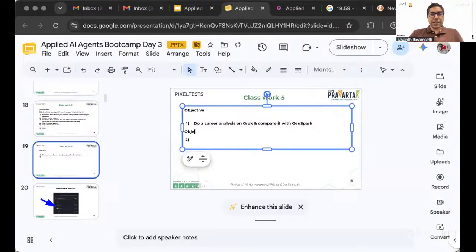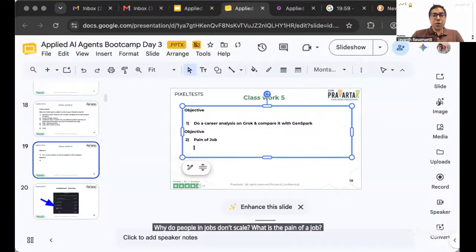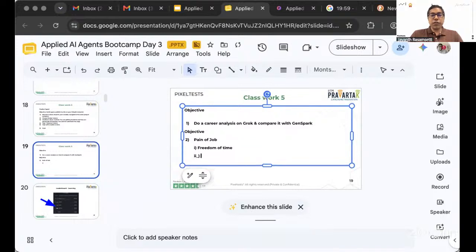So today's task is very simple. So why do people in jobs not scale? What is the pain of a job? Tell me the top 3 problems of a job. Take 30 seconds. Can you say that you have no freedom of time? Can you say you have no freedom of money? You are only going to grow linearly.